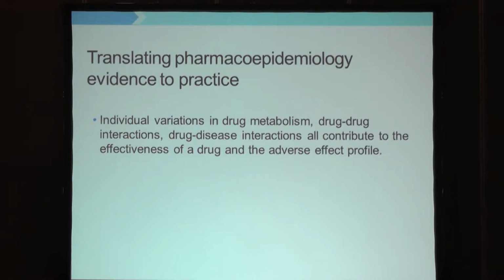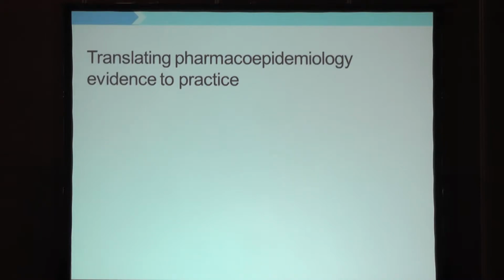We know that there are individual variations in things like drug metabolism, drug-drug interactions, and drug-disease interactions, and they all contribute to the effectiveness of a drug and its adverse effect profile. So it's not surprising that some of this data that we will accumulate from our post-marketing research and from our pharmacoepidemiological research can inform how we can enhance and improve outcomes from the medicines that we use.